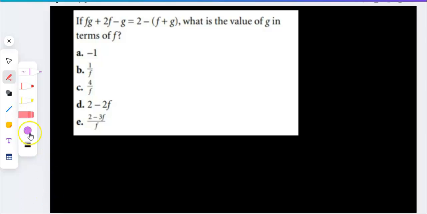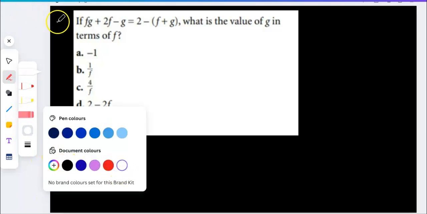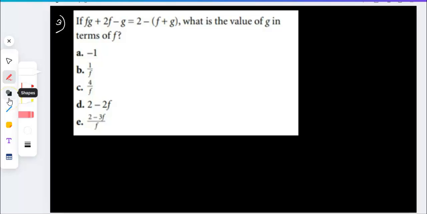So this is your third question. If fg plus 2f minus g is equal to 2 minus (f plus g), what is the value of g in terms of f? So this is again considered a literal equation. Let's see how we traditionally solve it first.